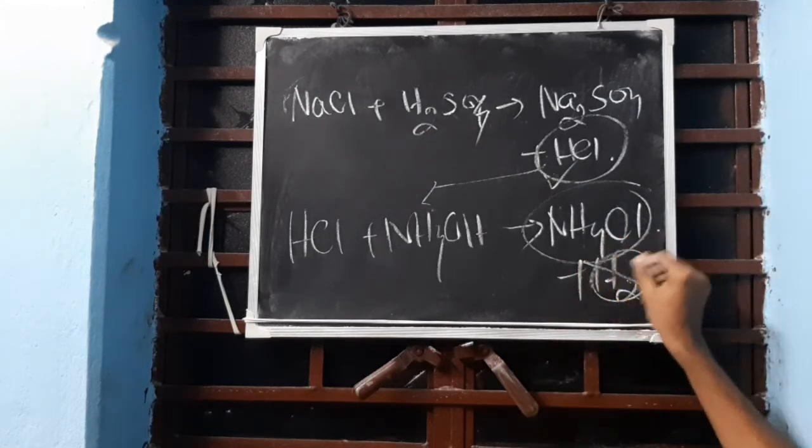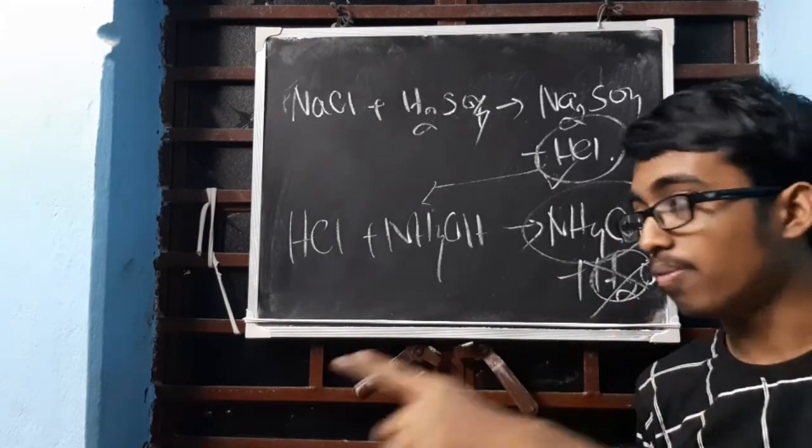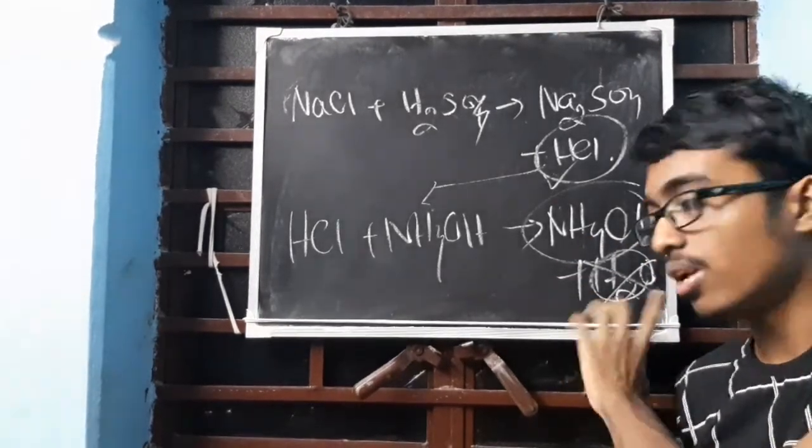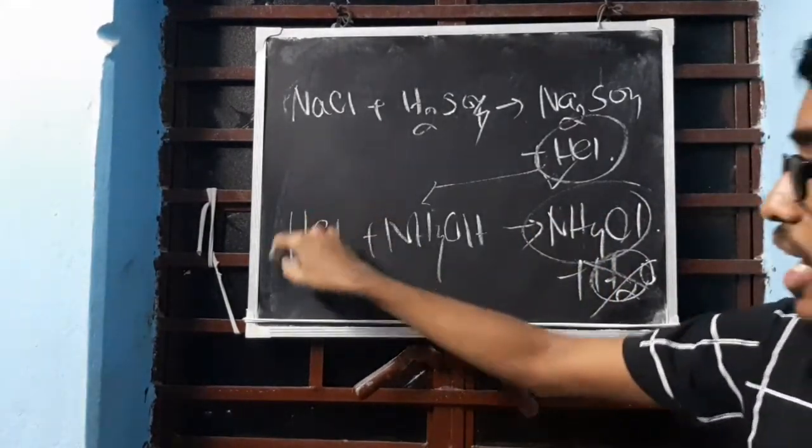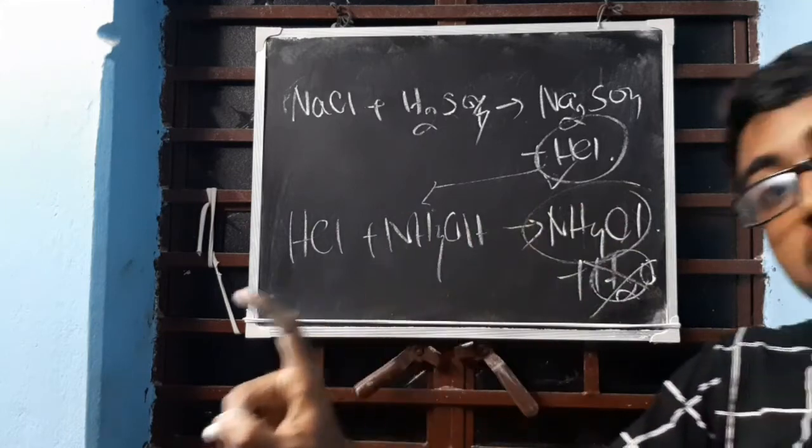But I am concerned with this. It doesn't matter to me right now, but do not skip that. If you are writing the reaction, this must be needed. Okay? But right now, I am concerned with this. So this reacts with this to form this. The color of this is dense white fumes.